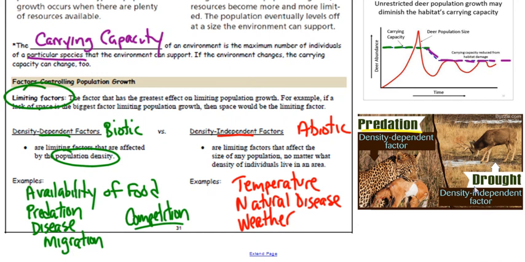And then dealing with abiotic, drought. If there's not a lot of water, that's going to affect everything equally. So that's the big thing with density independent: it's going to affect large or small populations equally. Density dependent, large and small populations are not going to be affected equally.